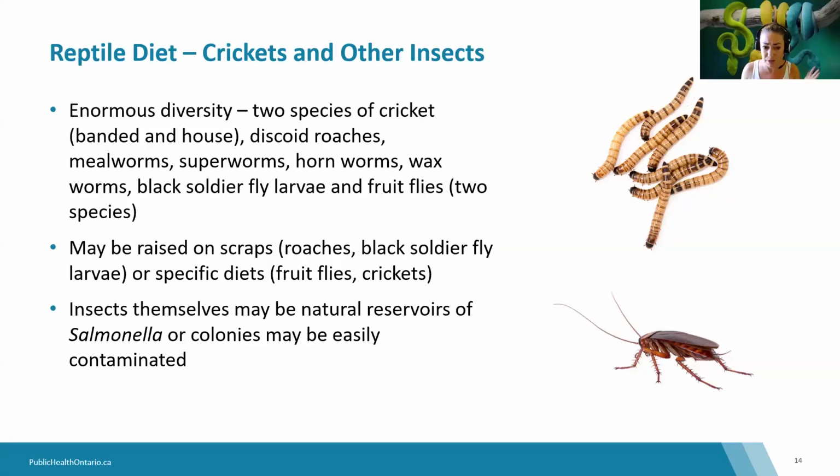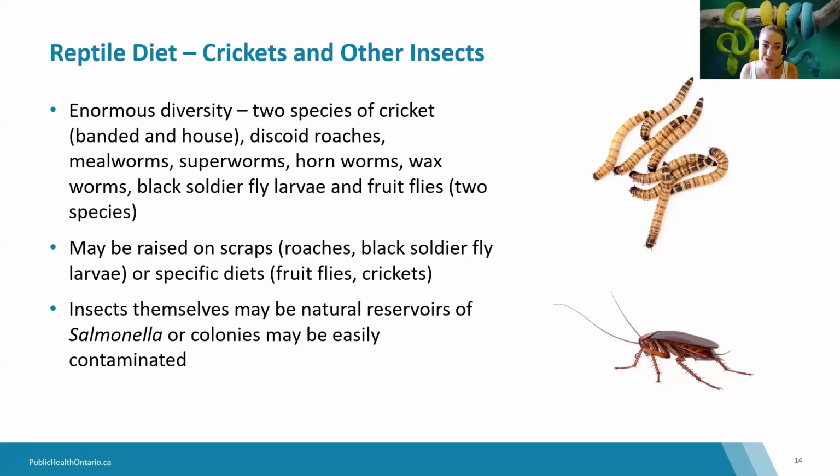Superworms look the same, they're just bigger. There's hornworms, which are the sort of green caterpillars that many of you might pull off your tomato plants, waxworms, which are moth larvae, and black soldier fly larvae. There's increasing interest in them because, unlike other crickets or other insects, they actually have a positive calcium to phosphorus ratio, which is very important in reptile diets.